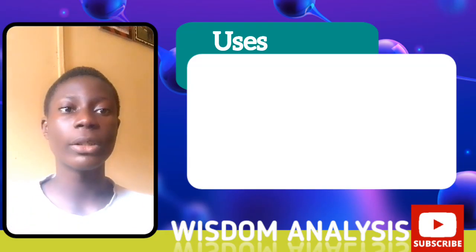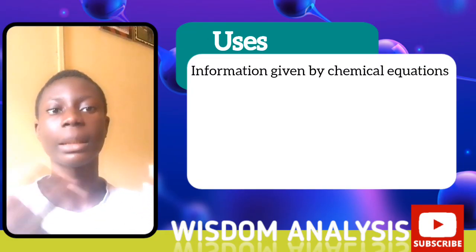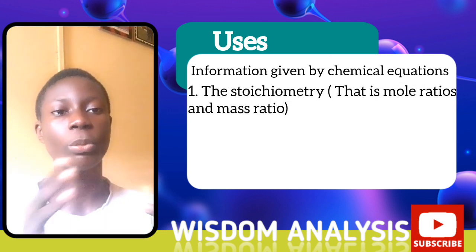So now we go over to the uses of chemical equation. That is information given by chemical equations. So you can always get the stoichiometry of a chemical equation.